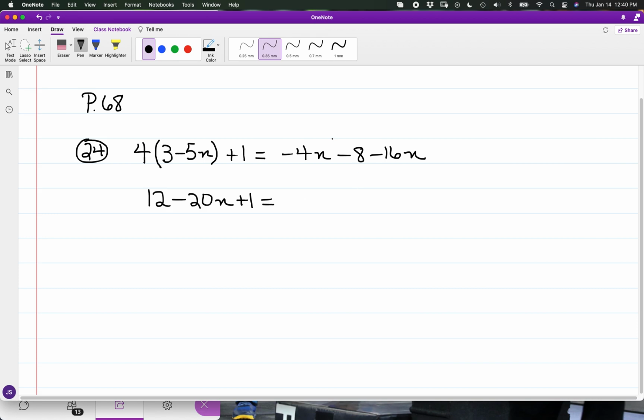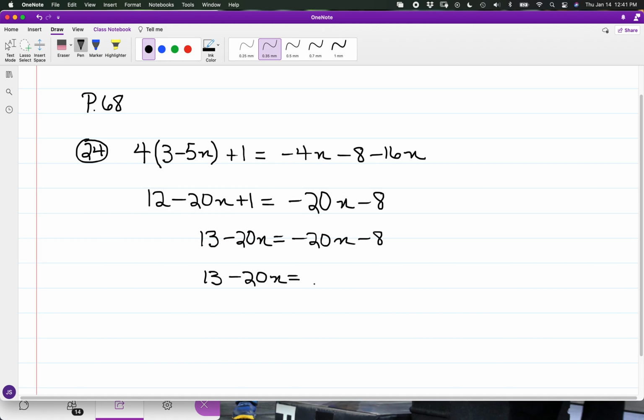Now for the n terms on the right hand side, we have negative 4n minus 16n, so we're going to have a negative 20n, and we have minus 8. And on the left hand side we still have constants to combine: 12 plus 1 is 13. So you have 13 minus 20n is equal to negative 20n minus 8. And it looks like we have identical terms in the variable n.